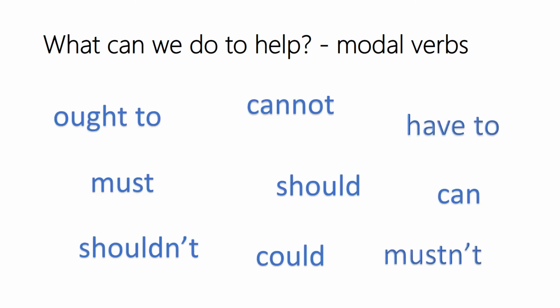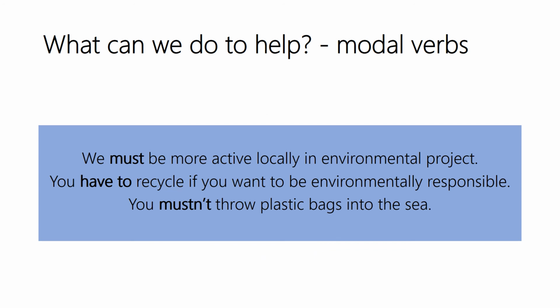Which modal verbs can be used to express our obligations? Must, mustn't, and have to, of course. So, we will use must, mustn't, and have to stress that something is our obligation. Have to and must are very similar in meaning. Must is more personal. We must be more active locally in environmental projects. This is what I feel.